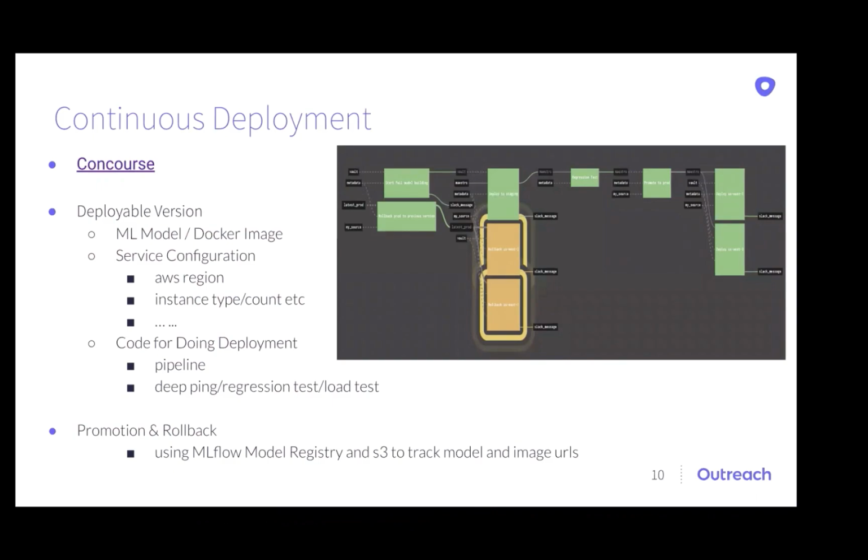ML service deployment is a combination of ML models and the service configurations. So we define a deployable version to include ML models and Docker image, and service configurations like AWS region, instance count, and instance type. The deployment version also contains the actual code for doing deployment, such as the code for the pipeline, the code for the ping, regression test, and load test. We also developed mechanisms for promotion and rollback strategy, which also use the MLflow registry and S3 to track all the model and image URLs.